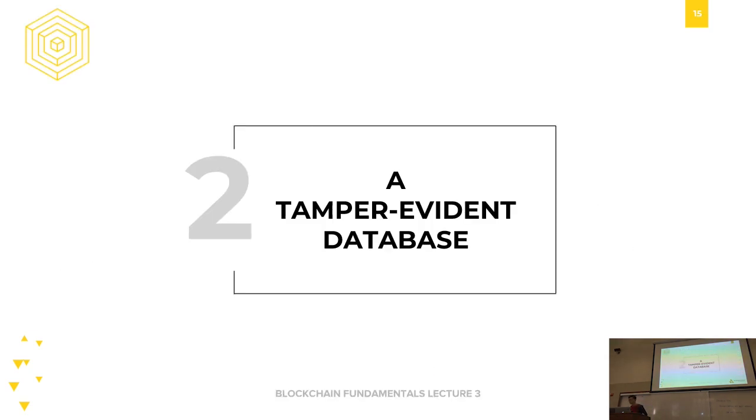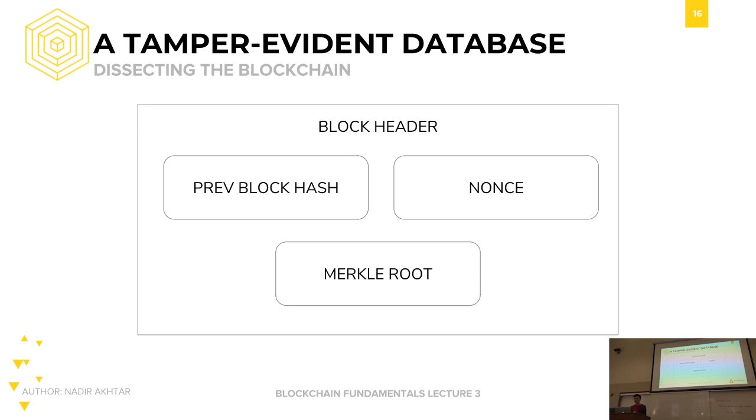So next, we'll talk about what makes Bitcoin a tamper-evident database. So this is, in essence, what a block looks like in the blockchain. It has these main components: a block header, previous block hash, a nonce, and a Merkle root. There's more to what's in a block, but these are the core components and what makes up the most important parts of a block.